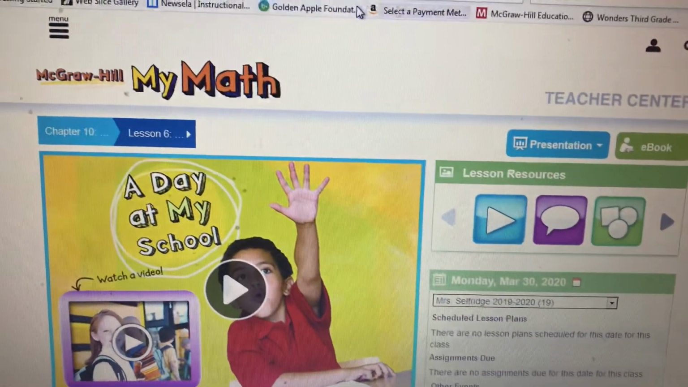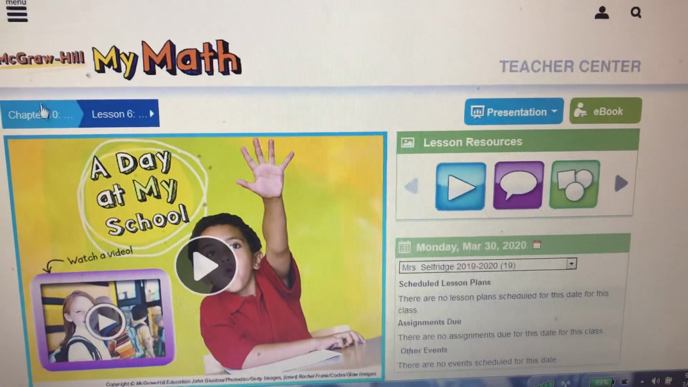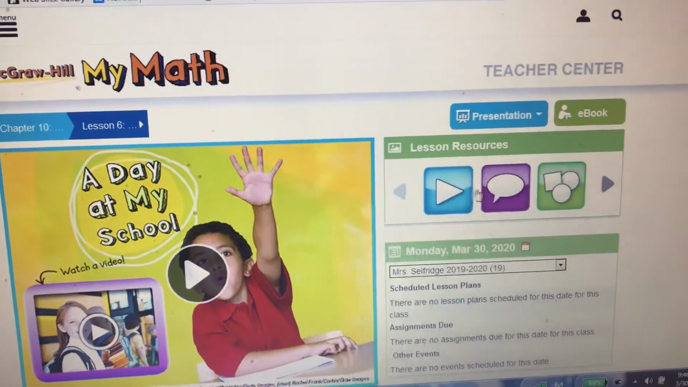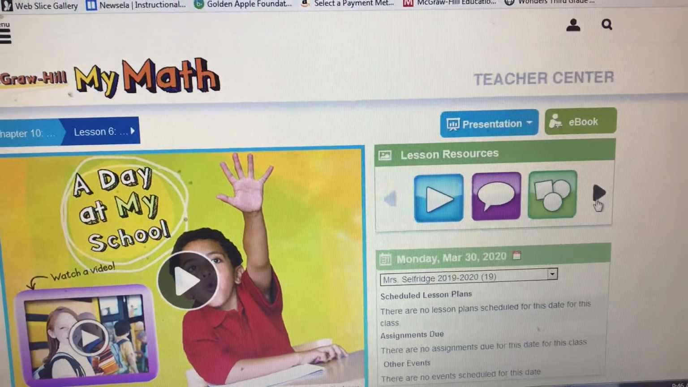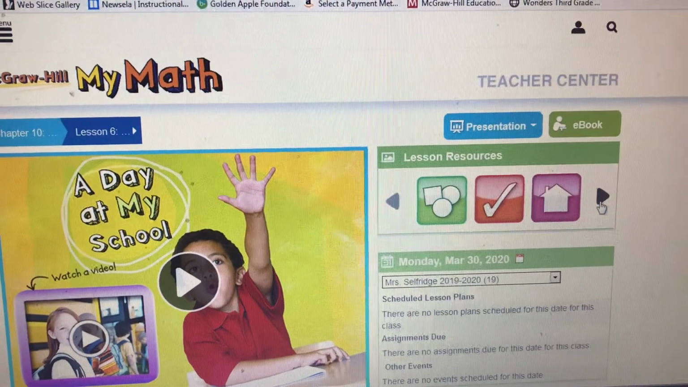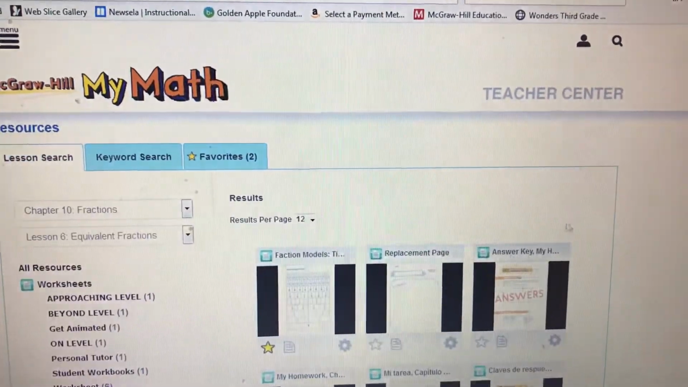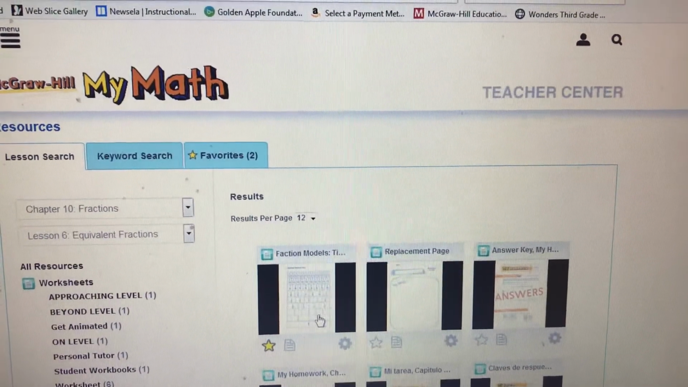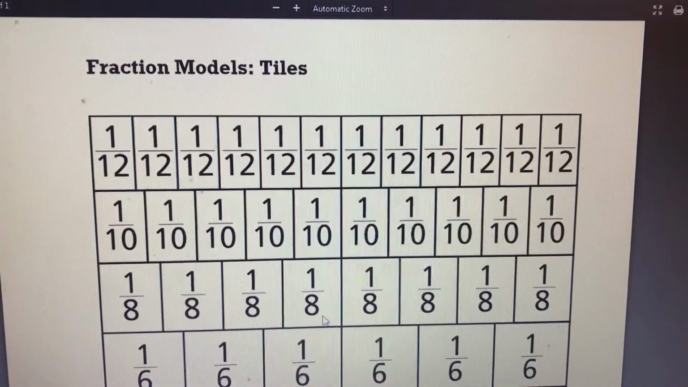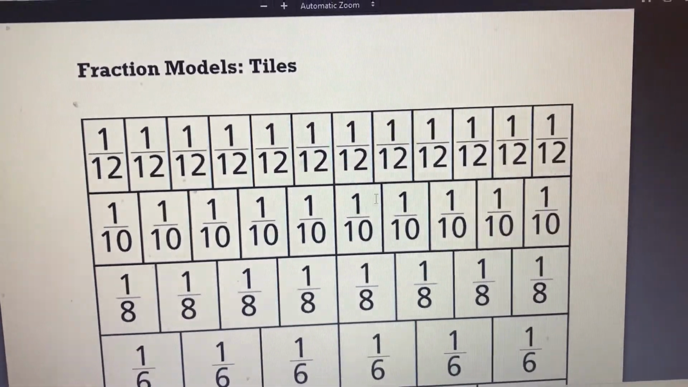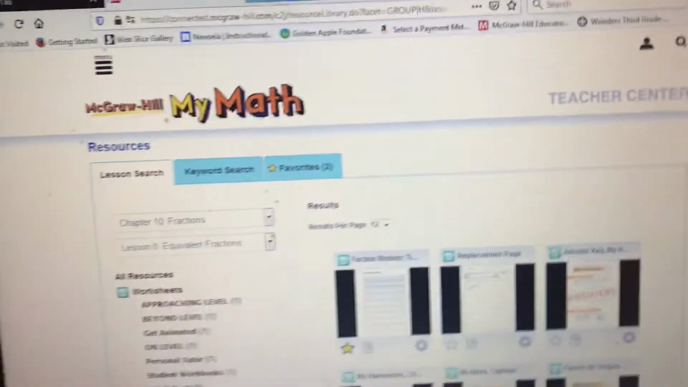If you go to your math, make sure you're logged in. You go to chapter 10, make sure you're on lesson 6. You're going to come over here and arrow over until you see a bent page right there. You're going to click that. And right here are your fraction strips. You can print those out, and you may need them, you may not need them. Probably better to have them just in case.